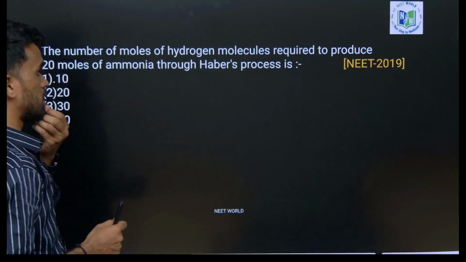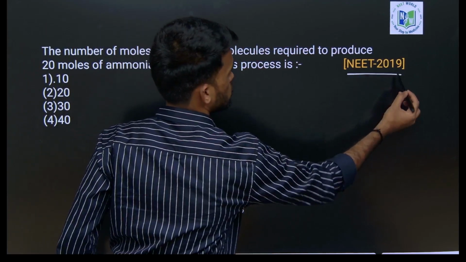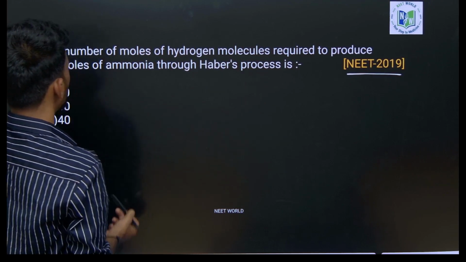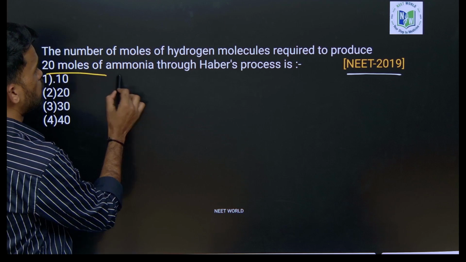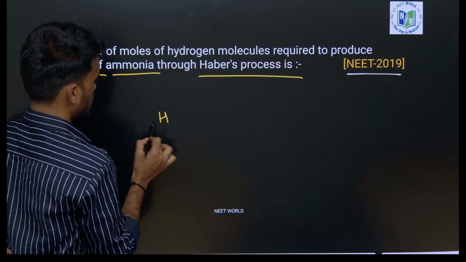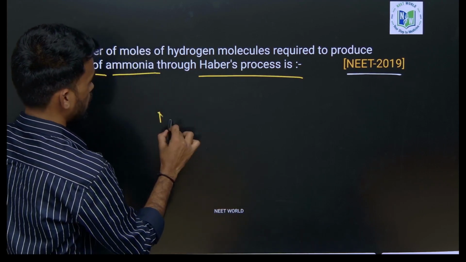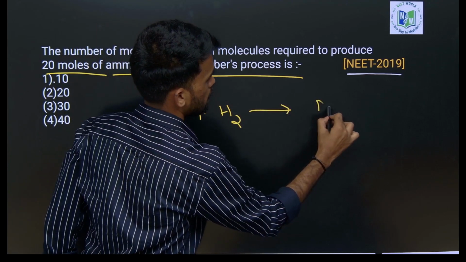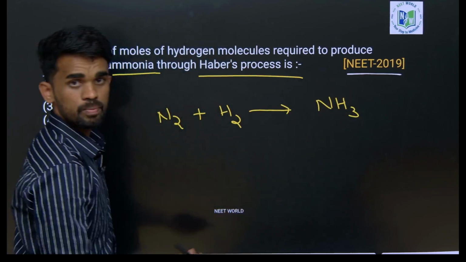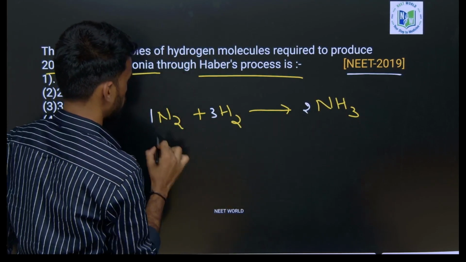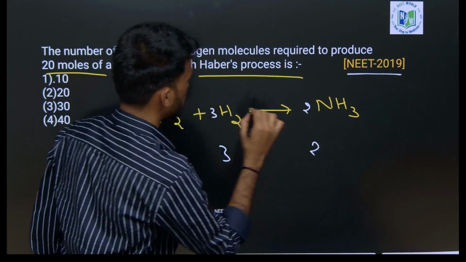Now tell me for this reaction, this is a PYQ question again. The number of moles of H2, hydrogen molecule, required to produce 20 moles of ammonia in Haber's process. So what is the Haber's process? We can write it as N2 plus H2 gives rise to NH3. Balance this equation: the mole ratio is 1, 3, 2.